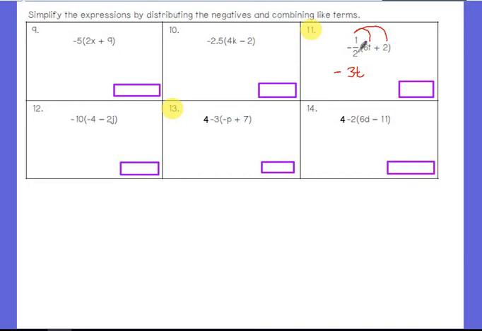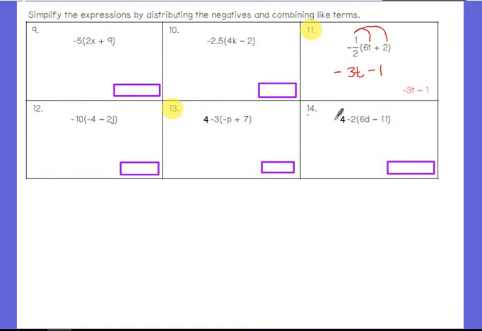Then I need to distribute to the second term. Negative times a positive. My next term is going to be negative. Half times 2. So half of 2 is 1. And neither are like terms, so I can't combine. And that would be your final answer.